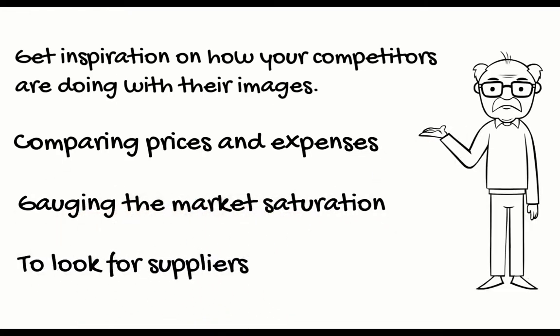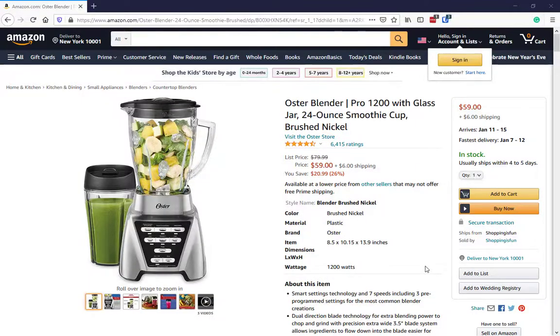Another reason to search for images on Amazon is to look for suppliers. For instance, you want to purchase a product from AliExpress but don't want to wait for an extended shipping time. You can search on Amazon instead and use your Prime membership. So how do you do the image search?